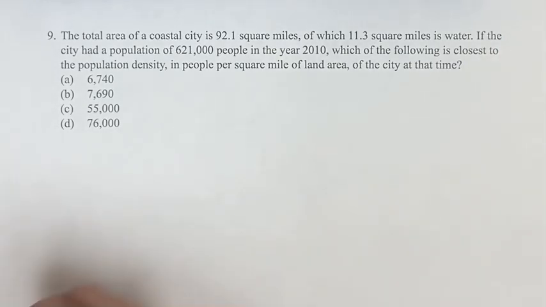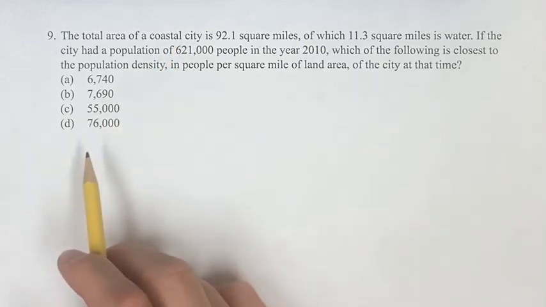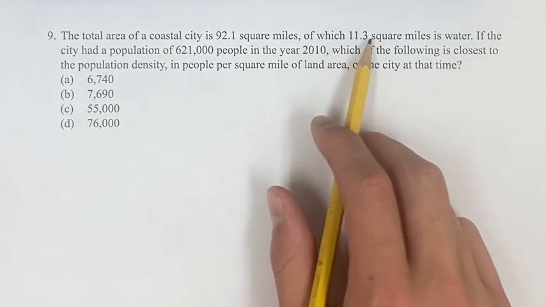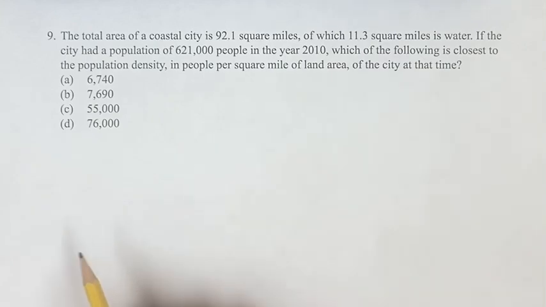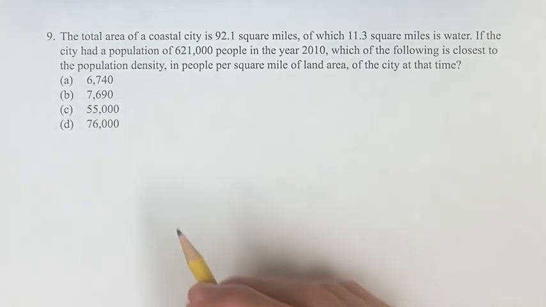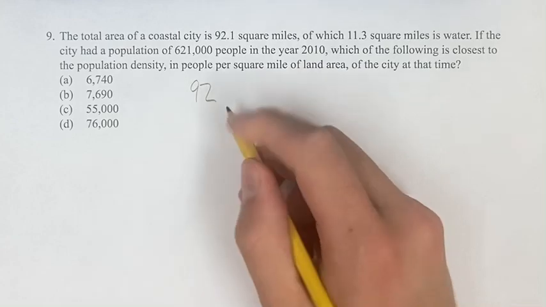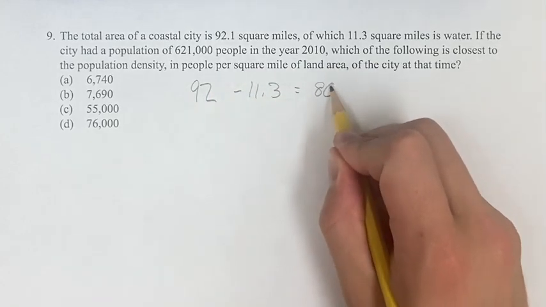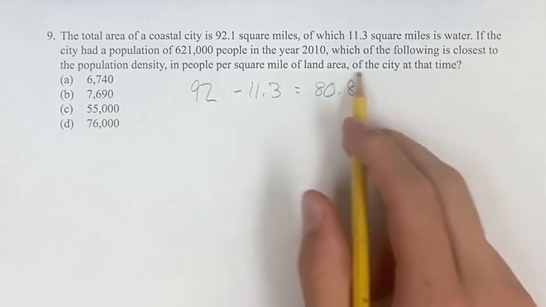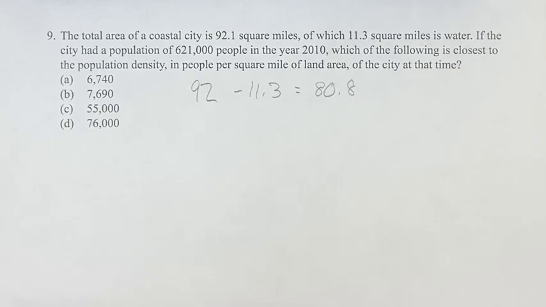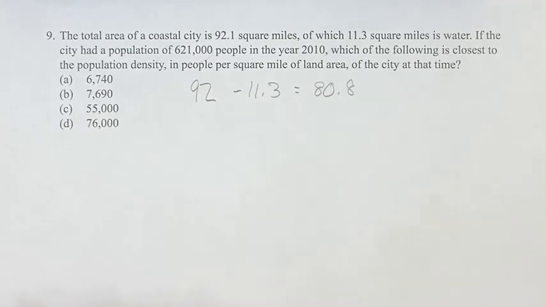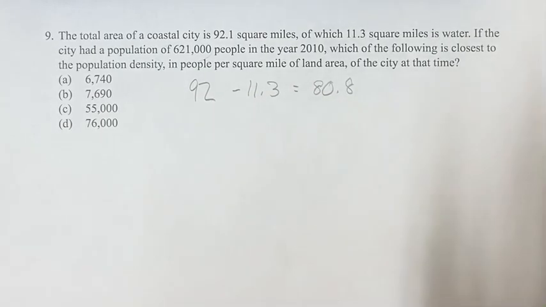In this problem, we're told that the total area of a coastal city is 92.1 square miles, of which 11.3 is water. So firstly, if we just want to find the square miles that are land, we take the total and we subtract the water, and what's left, which is 80.8 square miles, is the land. And we're told that the city has a population of 621,000, and so from this, find the population density.